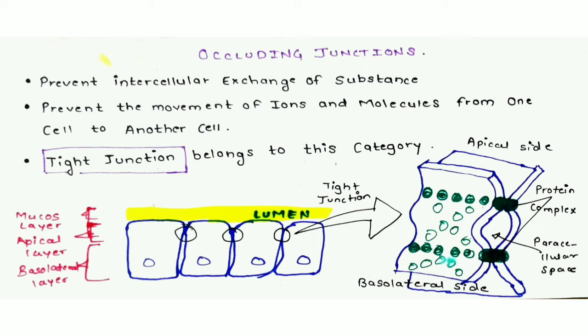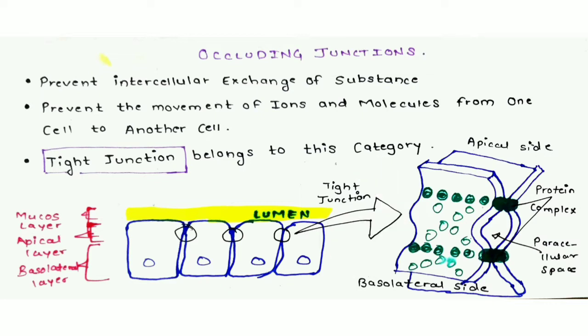Occluding junction is the cell junction which prevents intracellular exchange of substances. That is, this junction prevents the movement of ions and molecules from one cell to another cell. Tight junction falls in this category. The image here gives the brief idea of what could be a tight junction. So the blue colored structure are the cells, and you can see the black structure in the apical region is the tight junction, which is enlarged on the right hand side.